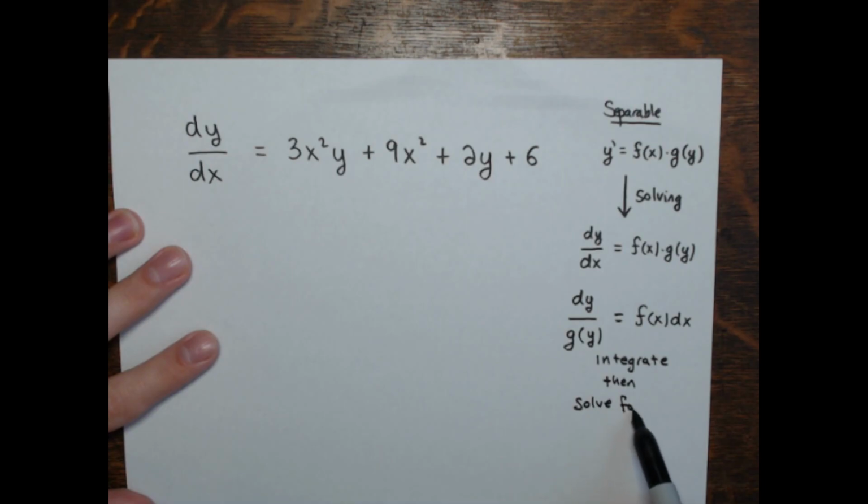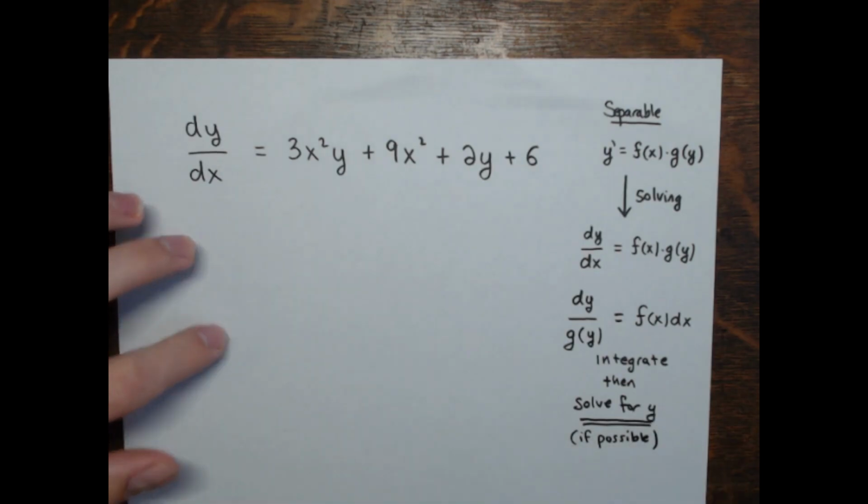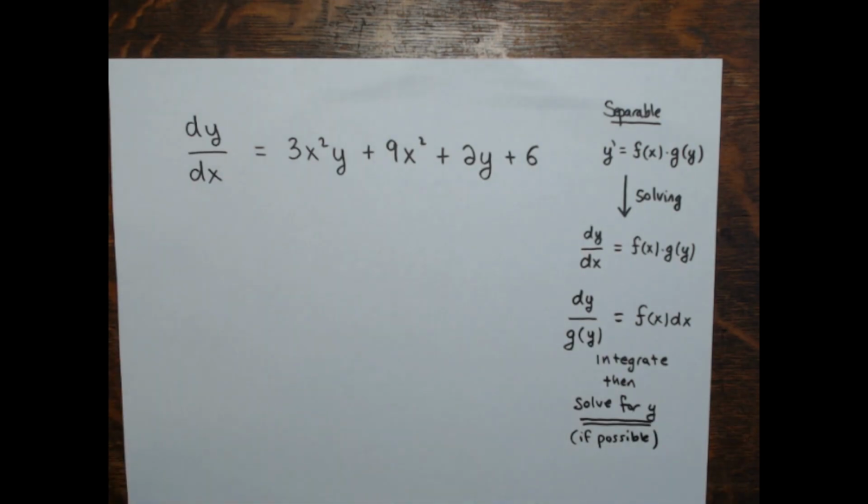Okay, it might not be practical or easy to solve for y, so I'll say solve for y if possible. You may not be able to solve for y in certain cases, so then you would just leave it the way it is, and it will be implied that y is some explicit function of x, but they are asking us here to give a y equals, find an explicit solution.